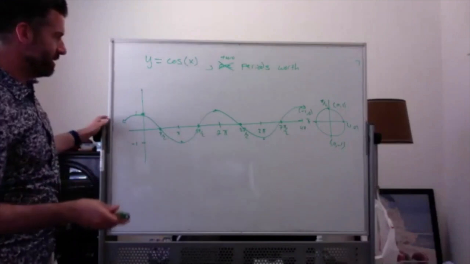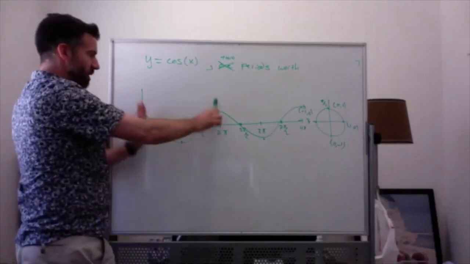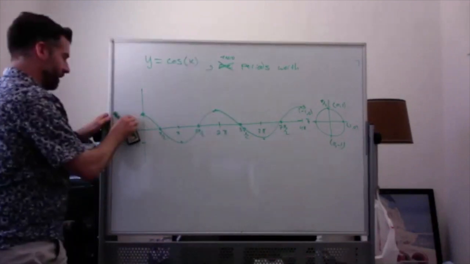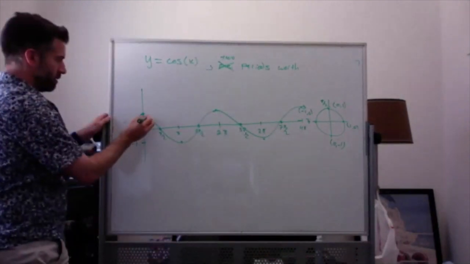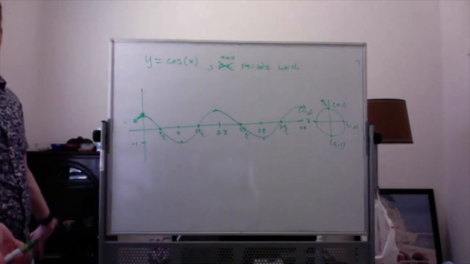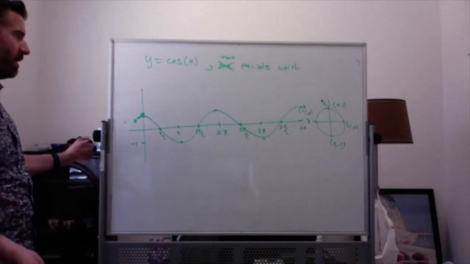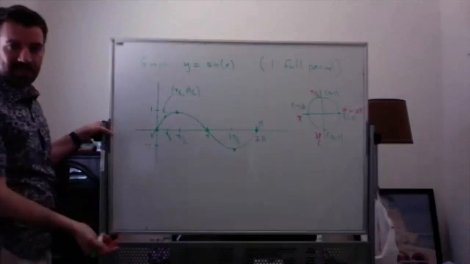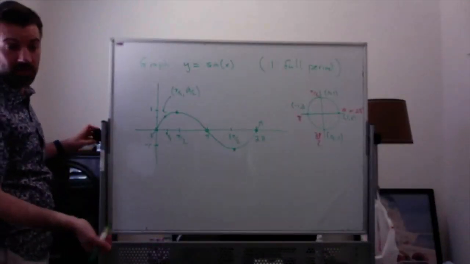So it's really not necessary to draw any more than this because this tells you everything that happens. After that, it's just kind of a repeat. So that's what cosine of x looks like. And as you might observe, cosine and sine have a very similar shape.